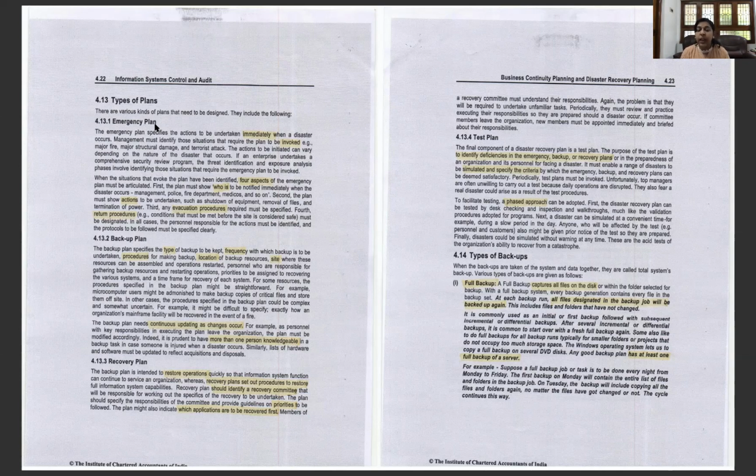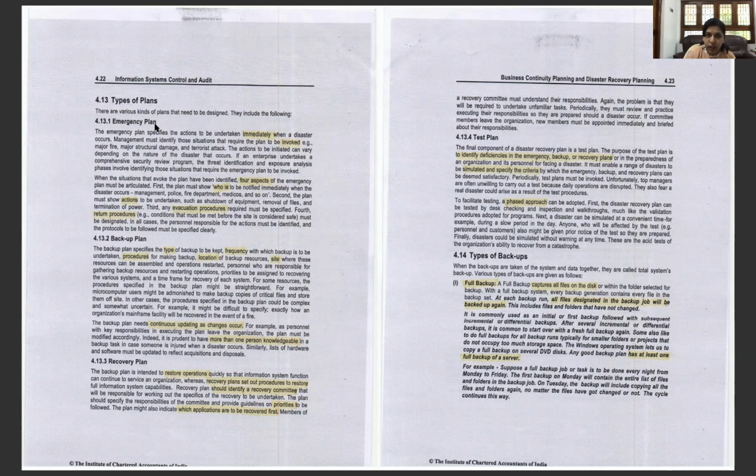The emergency plan applies immediately in the face of a disaster. And then what are the triggers? That is, when it should be invoked, will be laid down by the management. And then we have four aspects. First is the who aspect, who should be informed. And then what are the actions to be done? And then we should leave the place, which is the evacuation procedure. And then we should return when everything comes back to normal. That is the return procedure. And then we are moving on to the next plan, which is the backup plan.